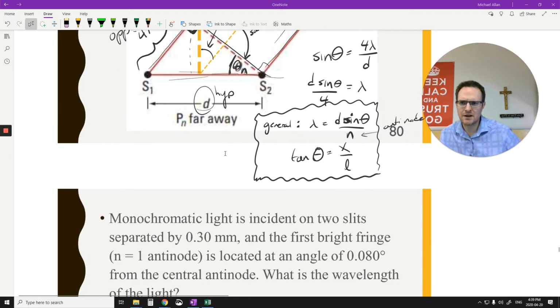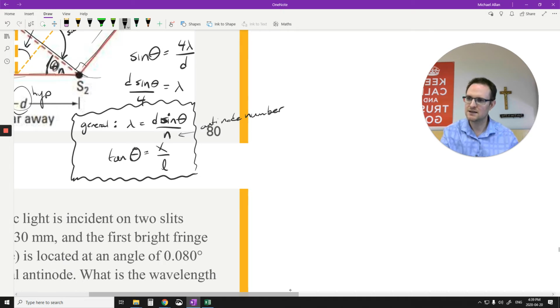All right, so I want to talk about another formula that you might see on your formula sheet. It's kind of right underneath this formula here, lambda is equal to d sine theta over n. There's another formula kind of right beside that one. I'm just going to scroll over here. And it says lambda, it's used in the same situations, is equal to x d over n L.